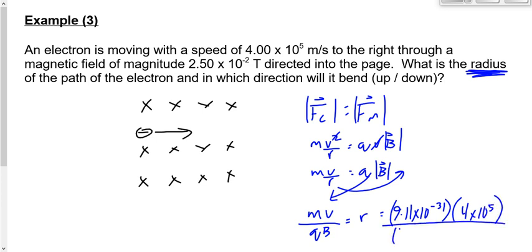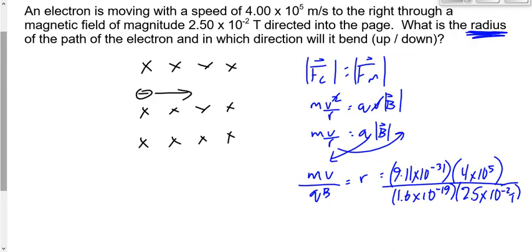It's an electron, so the charge is 1.6 times 10 to the minus 19 times b, which is 2.5 times 10 to the minus 2 Tesla. And we do the math there, and it works out to be 9.11 times 10 to the minus 5 meters.